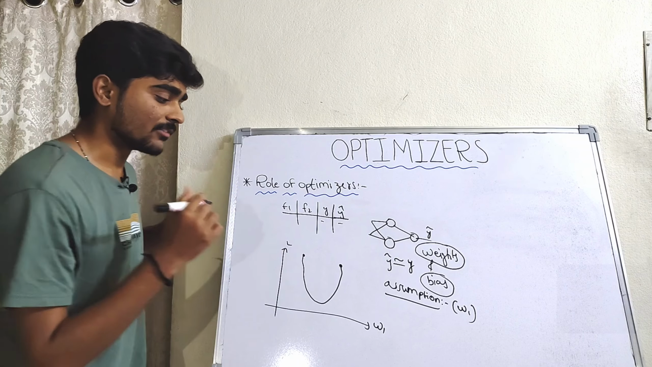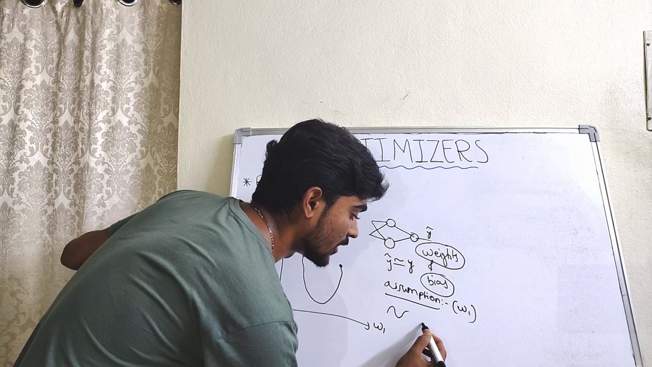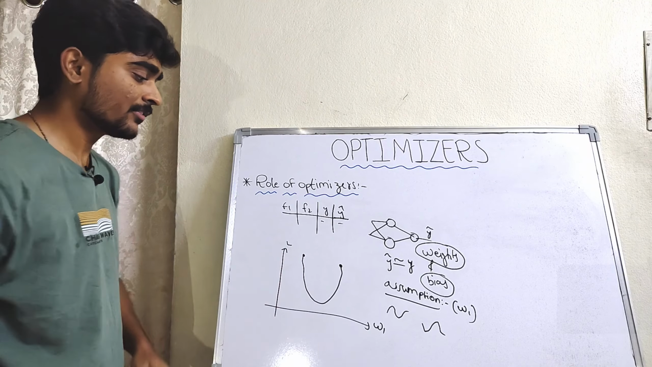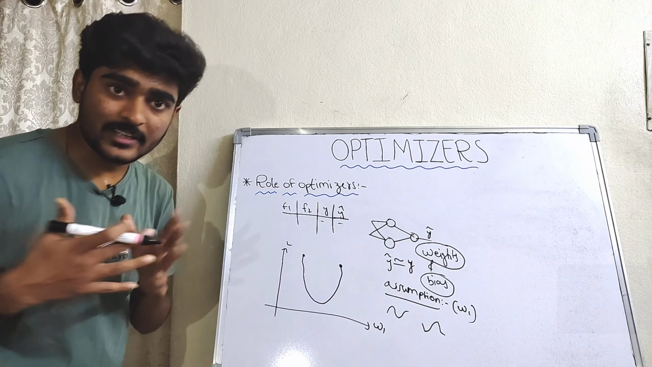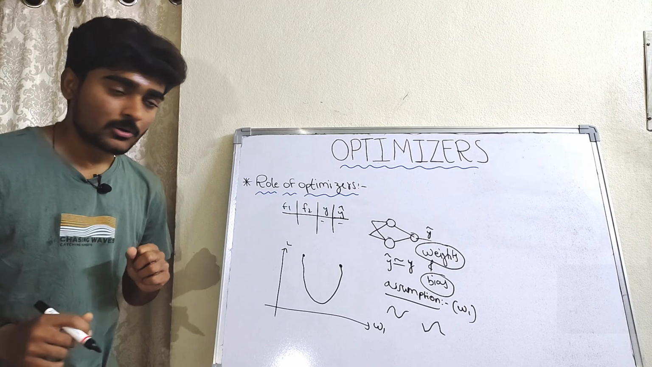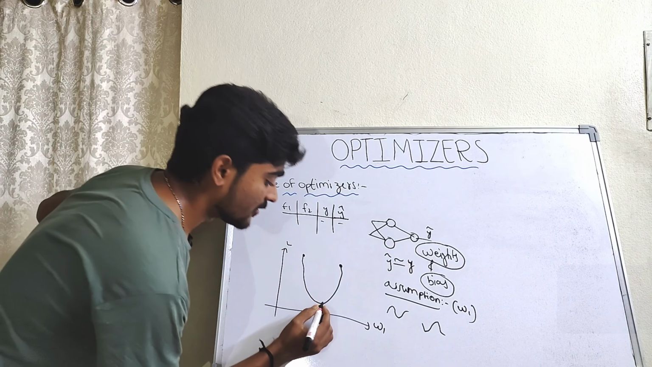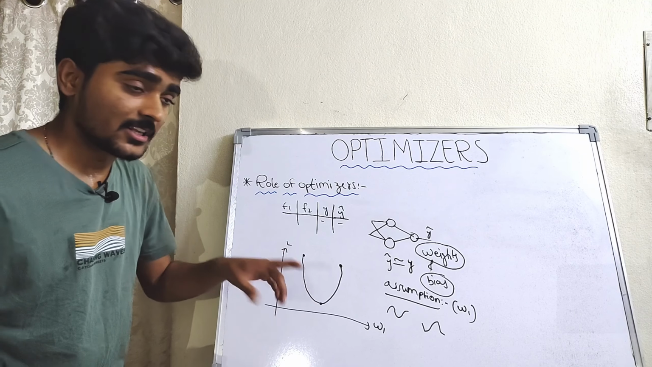This is an assumed graph. The graph may be in this way or it may be in this way. These are the general curves that we will see between the loss and trainable parameters. Now let's say this is the graph. This is the global minimum point, where my loss is minimum.